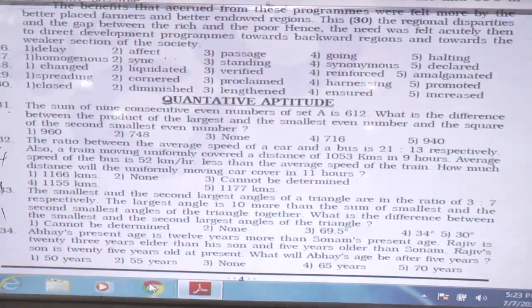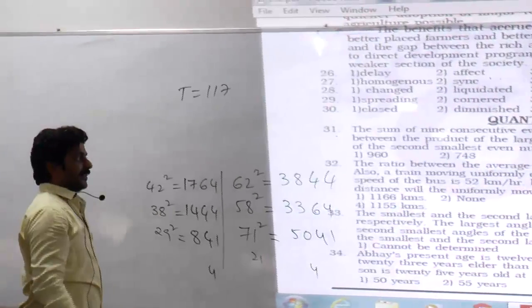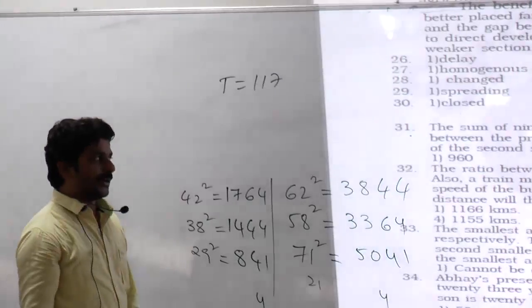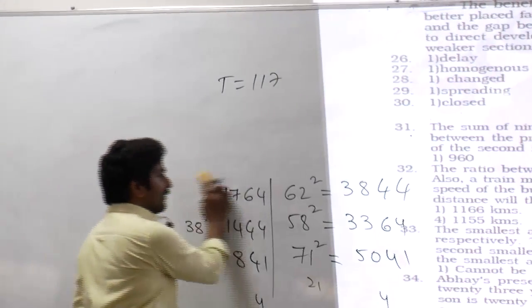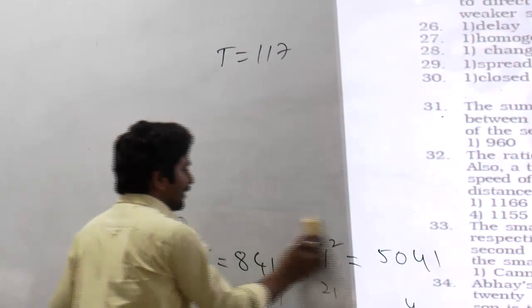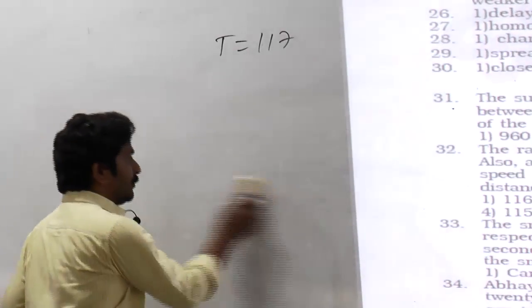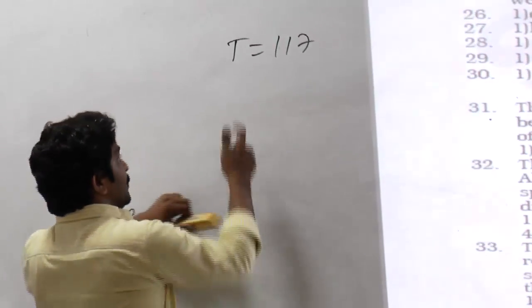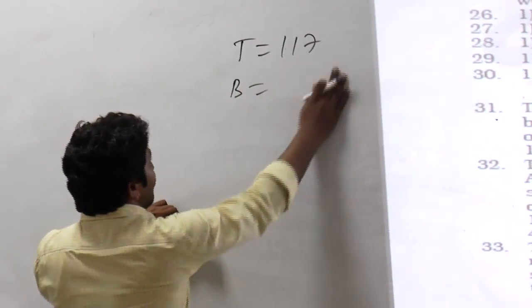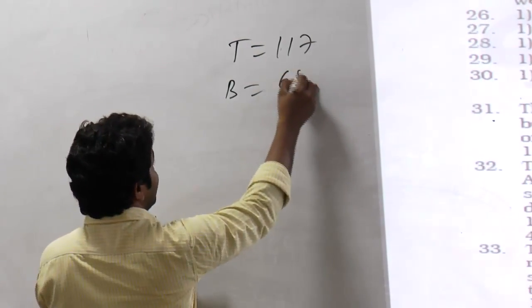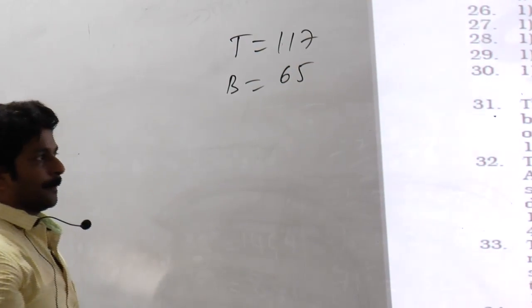117. So train speed is 117 km per hour. The average speed of the bus is 52 km per hour less than the average speed of the train. So bus speed will be 52 kilometers less than this. So bus speed becomes 117 minus 52, 65 km per hour.